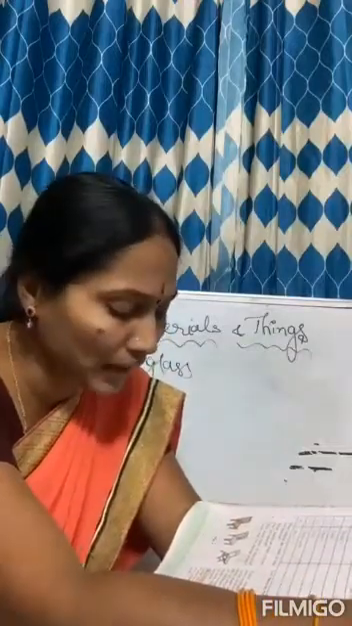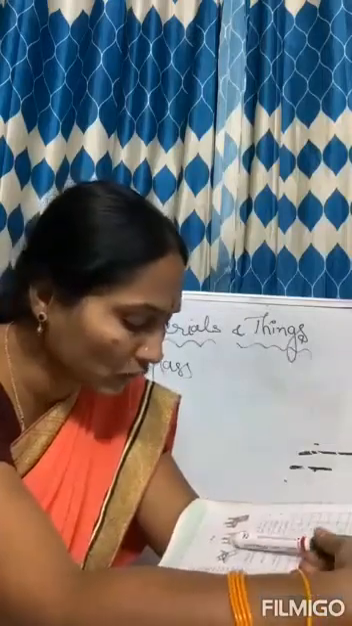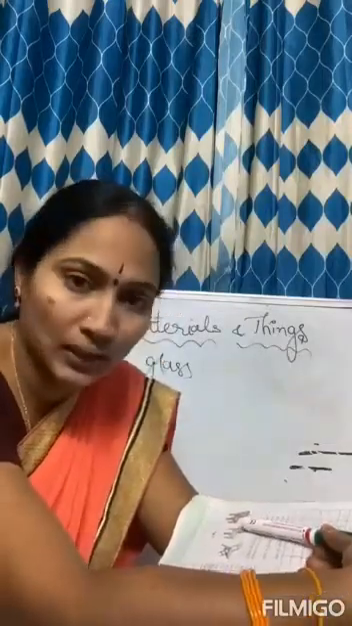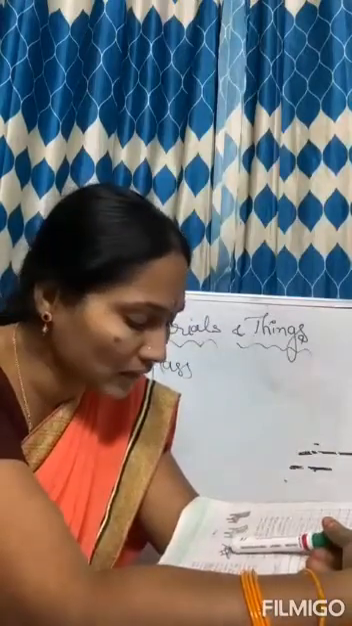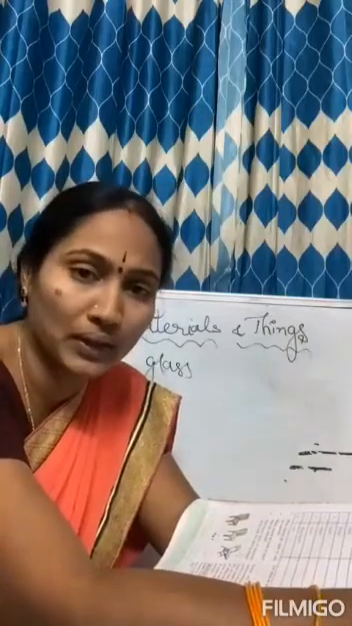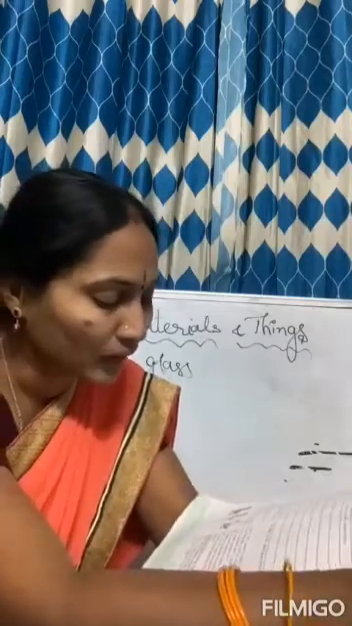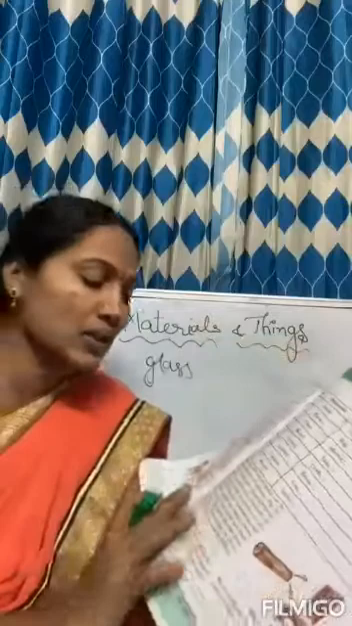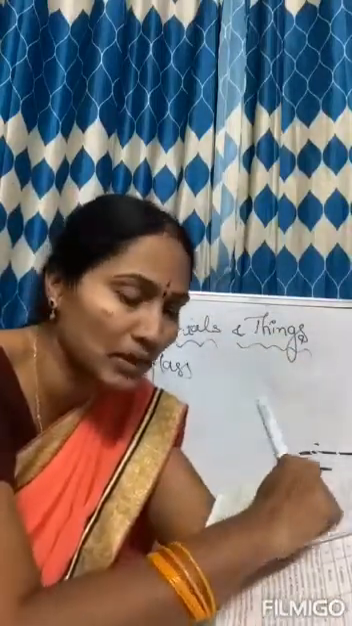Next one, how many types of materials can be used for making chairs? You have been given the pictures now. The first one is wooden chair. Second one is plastic chair. And third one is iron chair. So in this way, with 3 types of materials you can make the chairs. In this place you have to write wooden chair, plastic chair, iron chair. So 3 materials we are using.